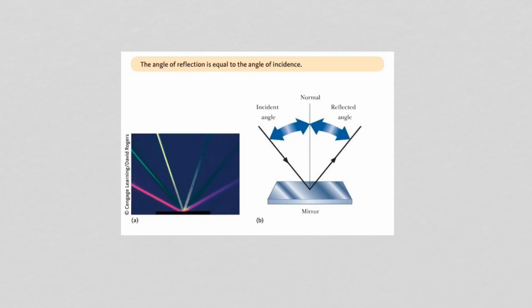After reflection, the light ray is going to propagate away from the surface, and the angle which the reflected light ray makes with the normal is known as the angle of reflection. Here you can see an actual image of different light rays with different colors reflecting from the surface of an object. And from experiment, people have determined that the angle of reflection is equal to the angle of incidence, and that is the statement of the law of reflection.